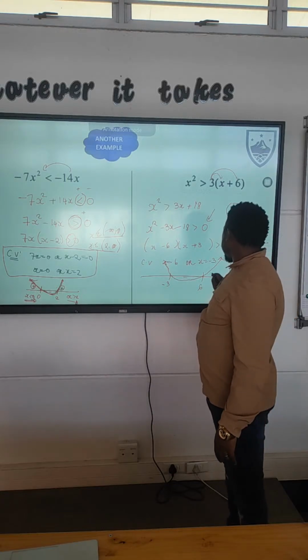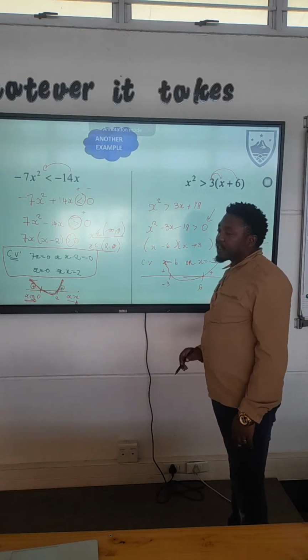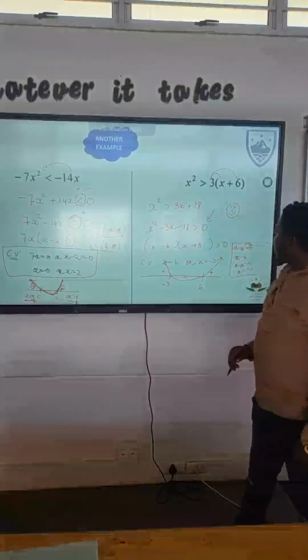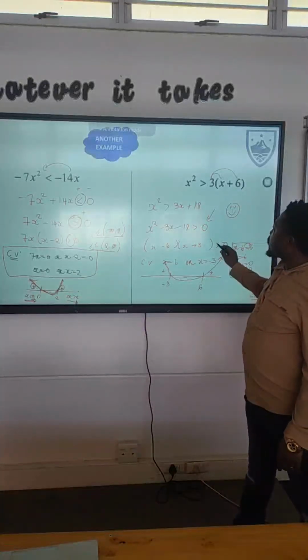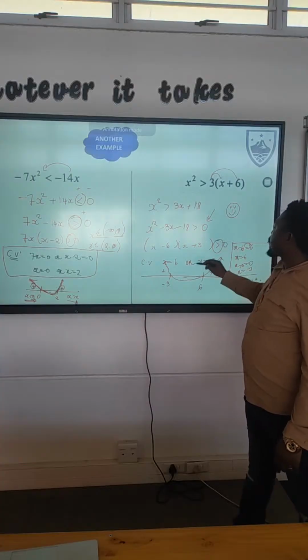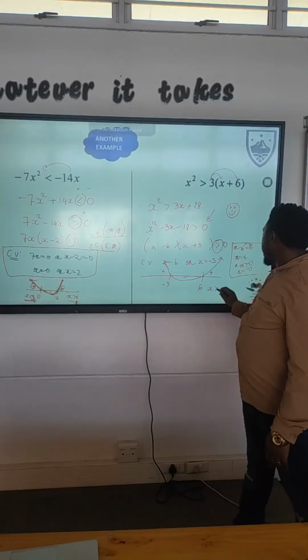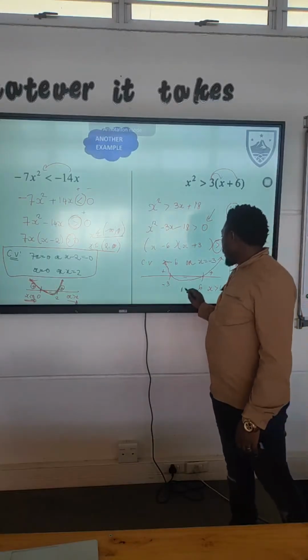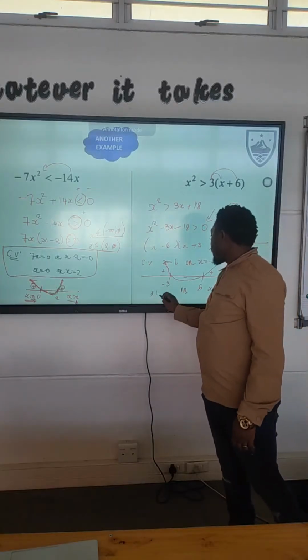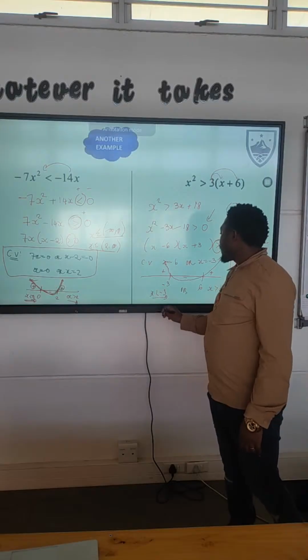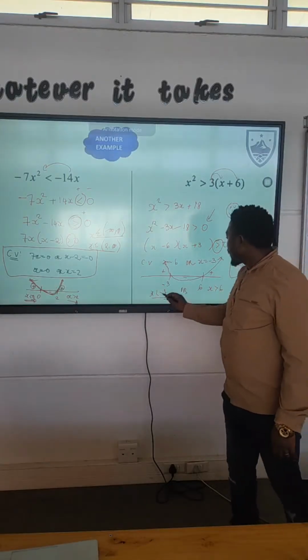And this will be a negative, this will be a positive on the other side. And then we are picking our solution, and unfortunately this is also a positive one, so our x will be greater than 6 or our x will be less than negative 3.